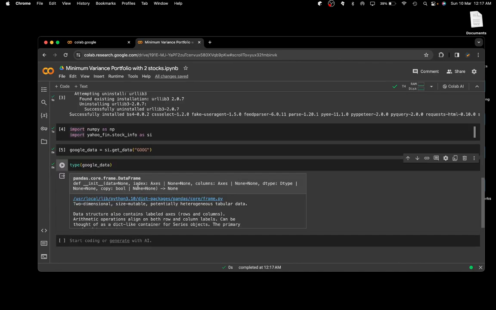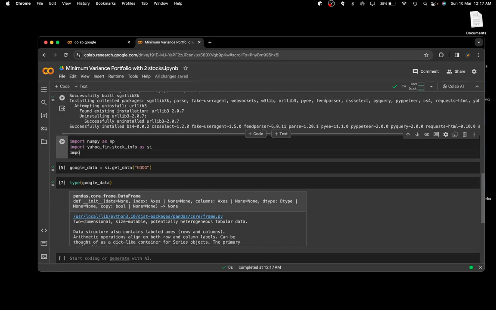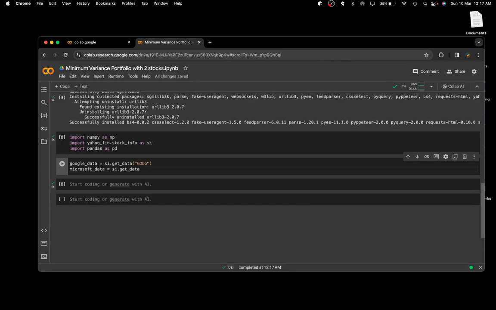So I'm just gonna go ahead and import pandas too, because we might just have to use it. So import pandas as pd, and so now I think we can actually manipulate pandas data frames. All right, so I'm also gonna load in Microsoft data. So Microsoft data is si.get data MSFT. So that should give us the Microsoft data as well. That's perfect. All right, so now we have the Google and the Microsoft data.